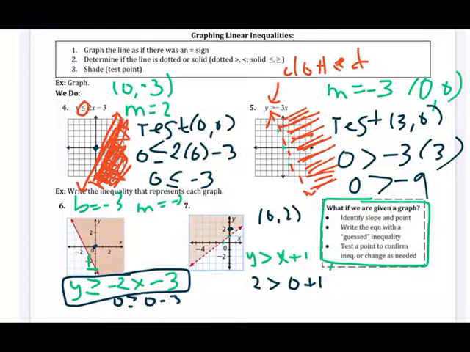So is 2 greater than 1? Yes, it is. Go us. So this is going to be the solution to our linear inequality, or that's going to be the linear inequality that is graphed in number 7.